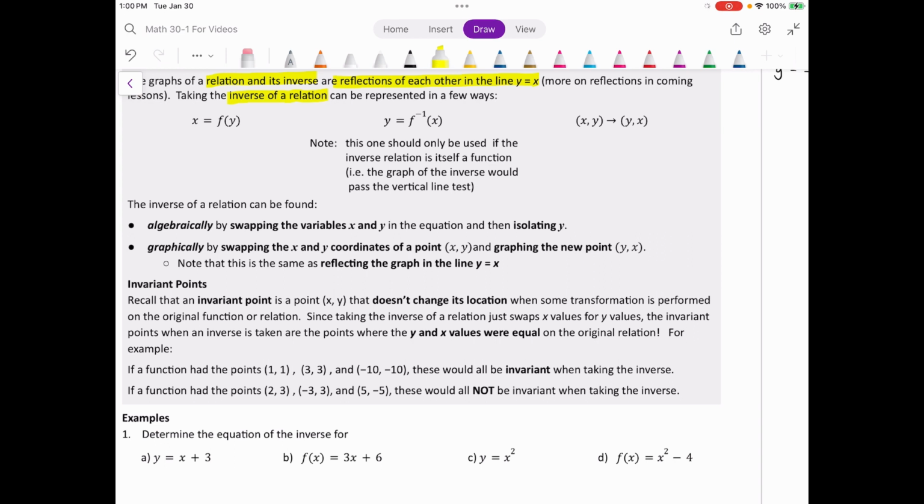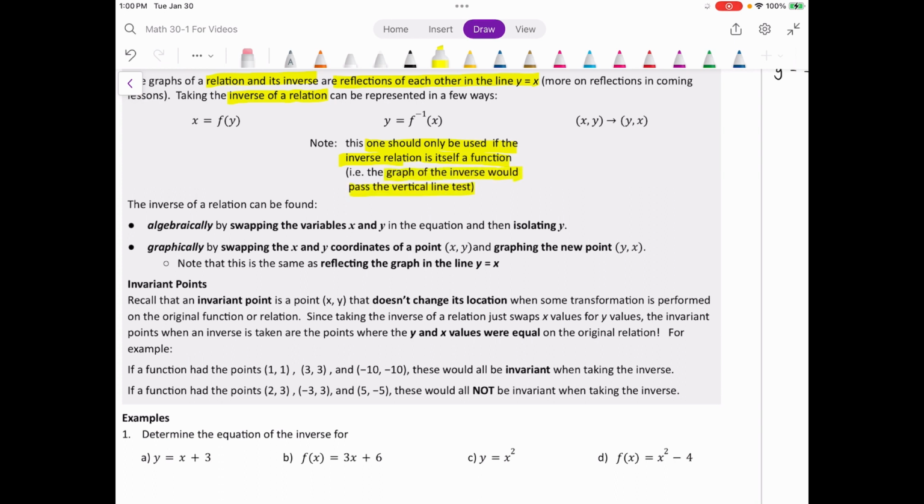Just an important note here, we should technically only use this notation if the inverse relation is itself a function. We're going to see ones today where the original might be a function, but once we take the inverse, it is not a function. So technically we should only use this symbol if, once we take the inverse, it will also be a function. In other words, if the graph of the inverse would itself pass the vertical line test.